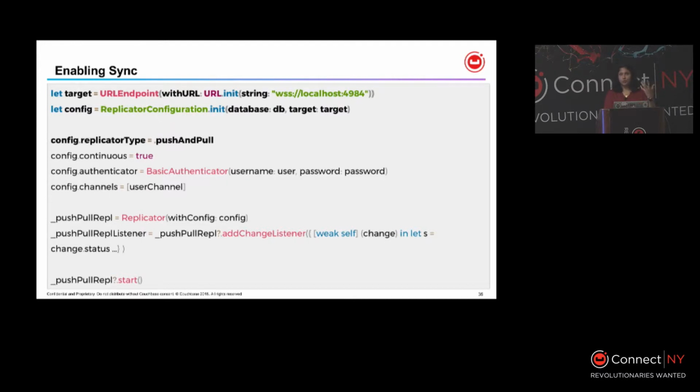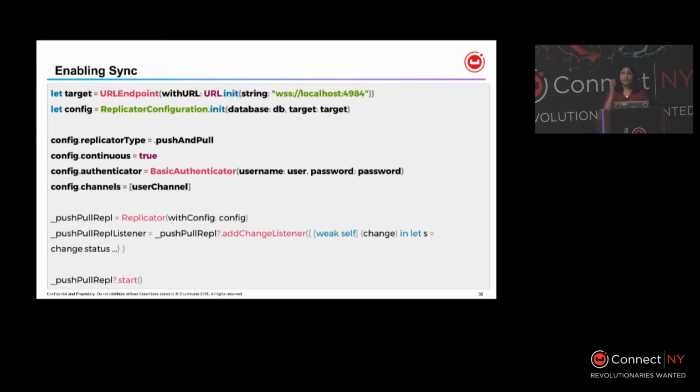You can say you want push, push only, push and pull. Replication can be in continuous mode, which is real time. Changes are synchronized in real time, or it can be one-off. It's a one-shot replication. You can specify the authentication parameters.